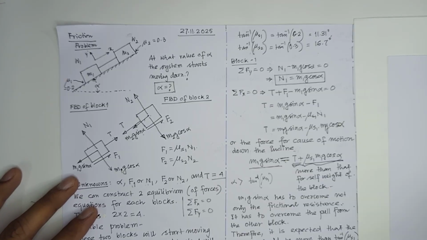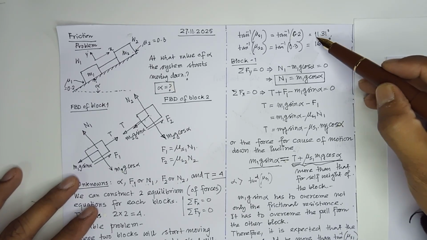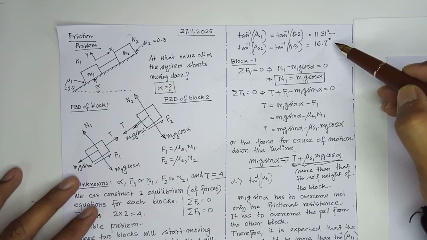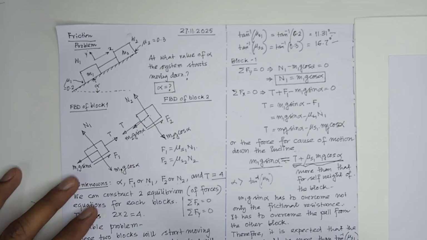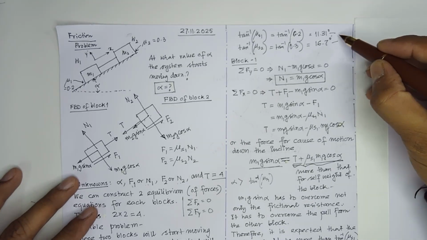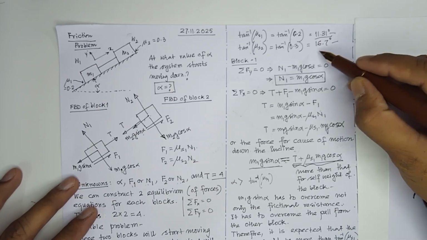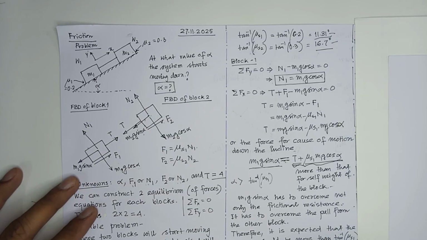That means it should be more than this but less than this. That means the angle alpha at which the block will slide will be in between this 11.31 degrees and 16.7 degrees. It will be in between. So it must be clear.